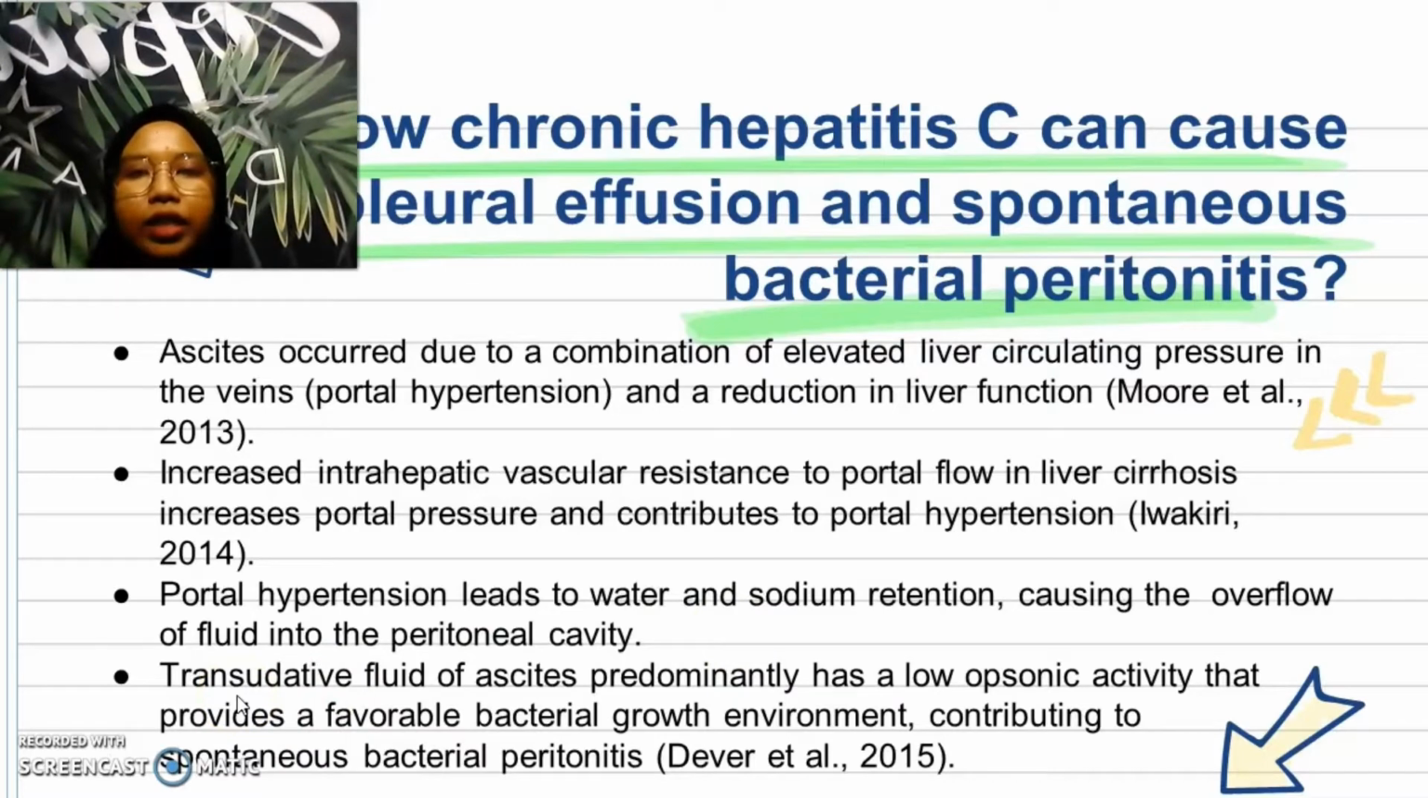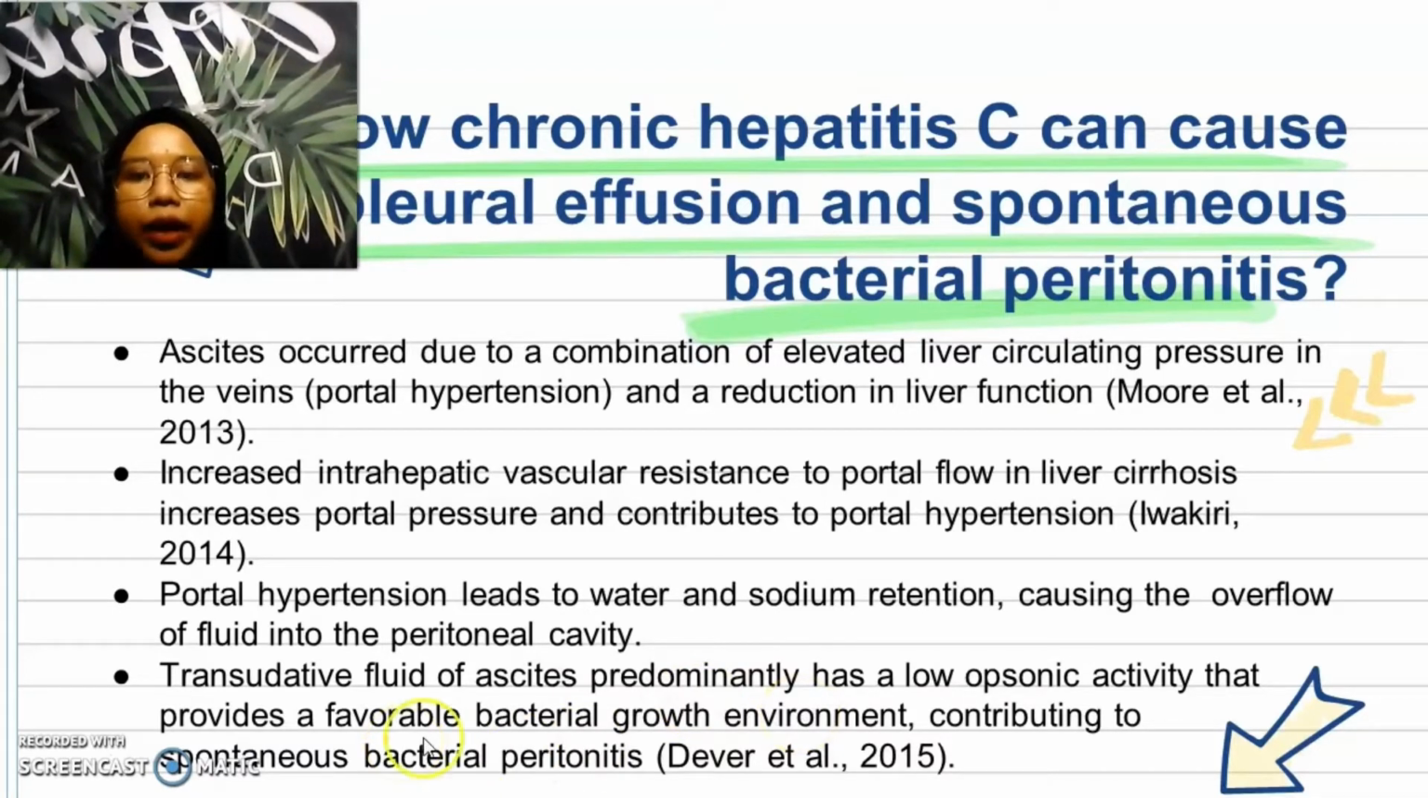Furthermore, the transudative fluid of ascites predominantly has low opsonic activity, which provides a favorable bacterial growth environment, and this will lead to spontaneous bacterial peritonitis.